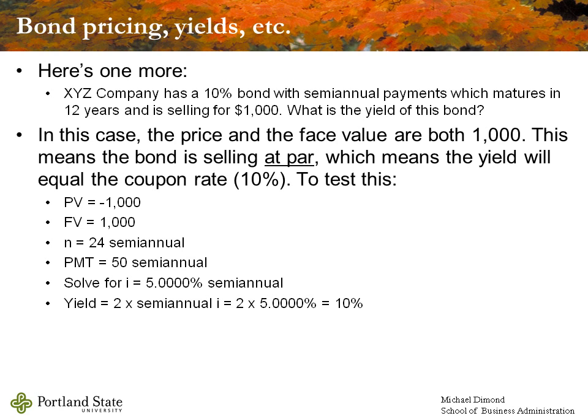So to test this, you plug in the figures. The PV, or the price, is going to be negative 1,000. FV, or face value, is going to be positive 1,000. 24 semi-annual periods. $50 semi-annual payments. When we solve for I, it's going to give us 5%, which is a semi-annual rate. We double that and we come back with the 10% that we expected to get because the bond is selling at par.